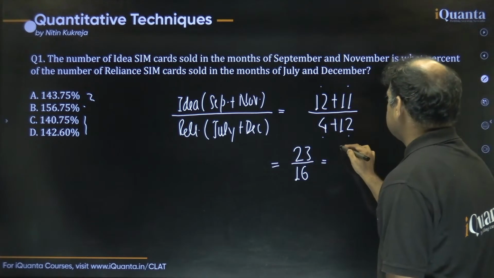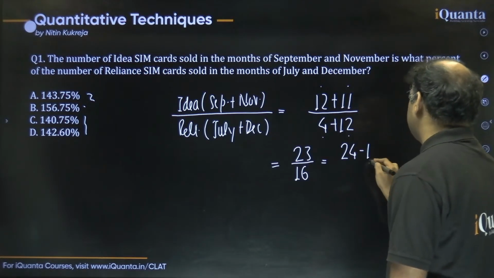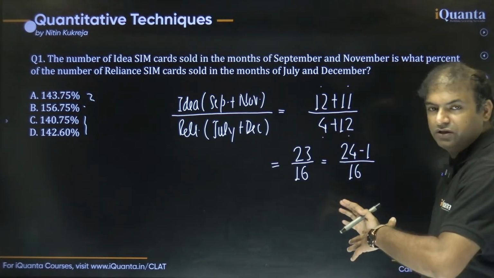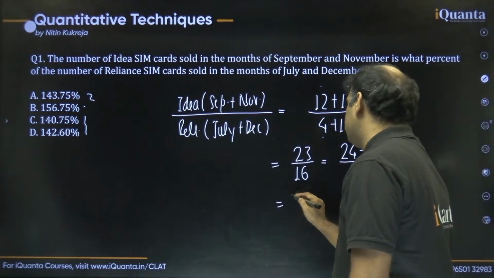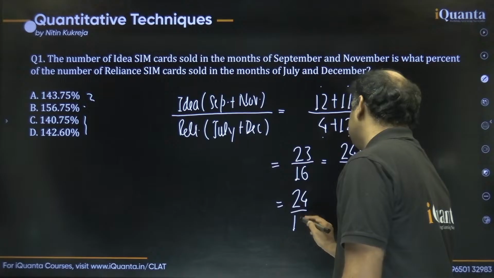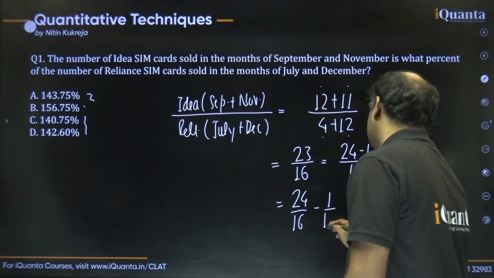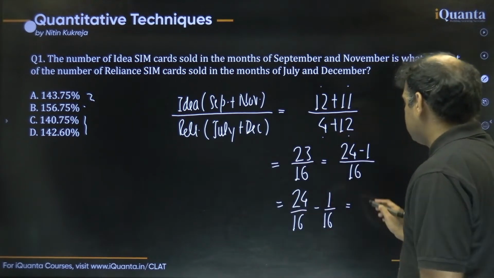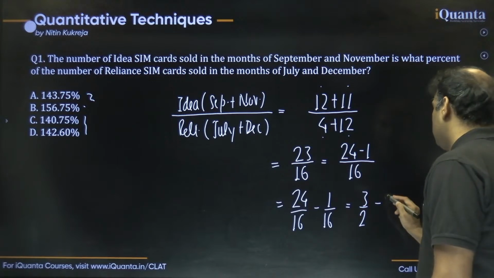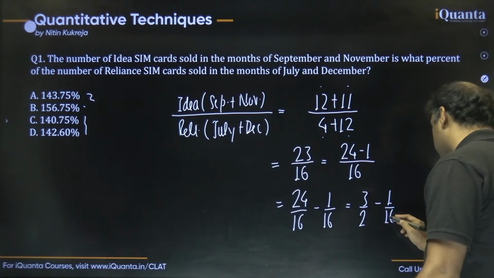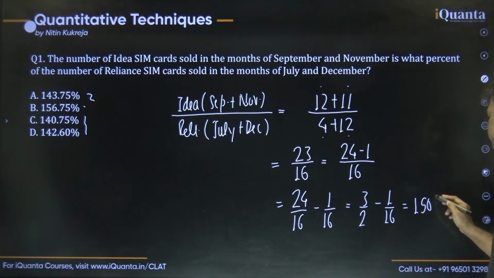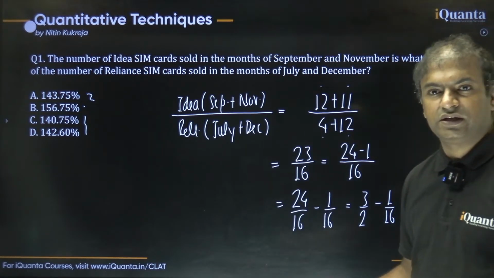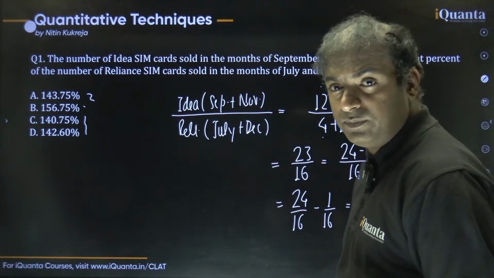See, we can say this as 24 minus 1 upon 16, okay? Why am I doing this? I'll let you know very soon. 24 minus 1 by 16. Then I will say this is 24 by 16 and then minus 1 by 16. 24 by 16 we can say is 3 by 2, all right? 1 by 16, let's write 1 by 16 for now. Now we can say 3 by 2 is 150 percentage, isn't it guys? Because 1 by 2 is 50%, so 3 by 2 has to be 150 percentage.